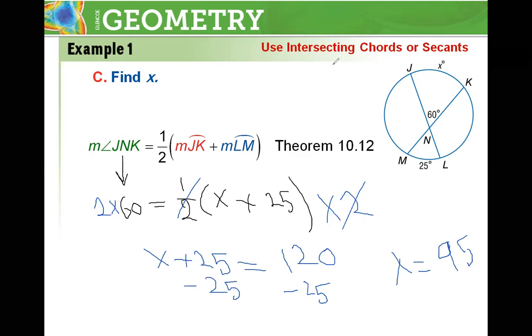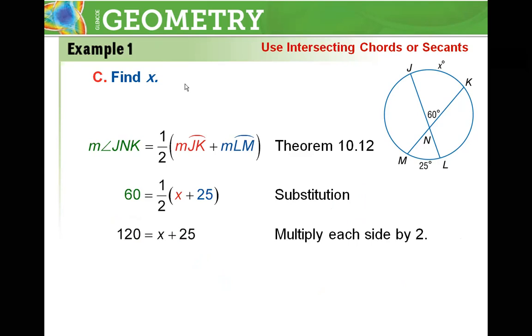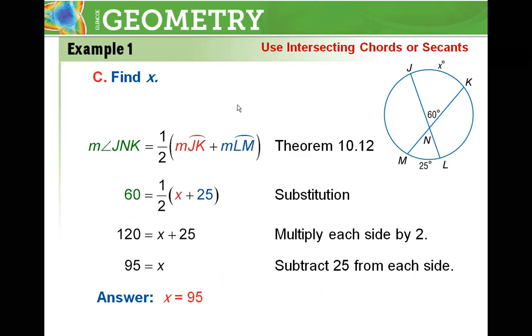I can remove this and give you the steps with clear handwriting. So as we said, 60 equals half of x plus 25. Multiply here by 2 and here by 2 over 1, you get the result. After that, x equals 95 as Abdullah said. So this is the answer of this problem. Please just write the answers by steps.